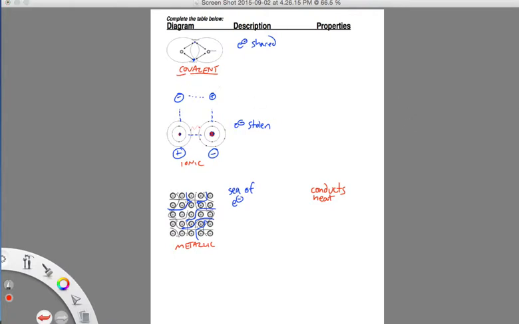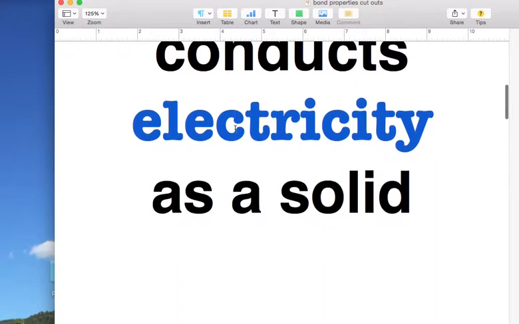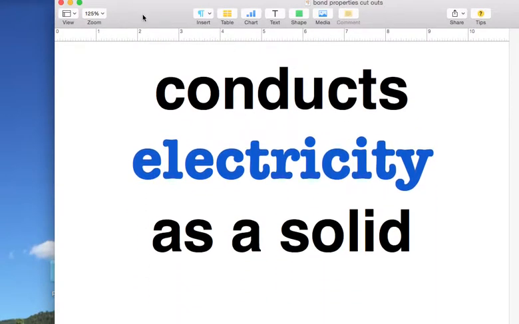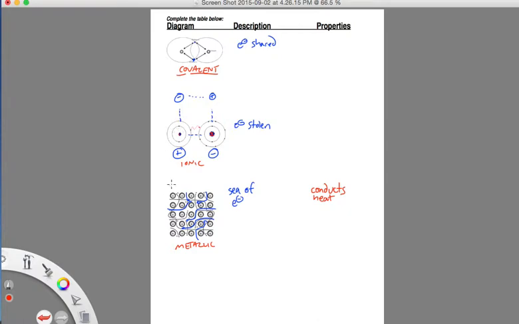All right, next property we have. So we've done conducts heat. Let's go to the next. On down. Conducts electricity as a solid. So to figure this one out, we got to think about what electricity is. All right, so what is electricity? Have you ever thought about what that means, electricity? Sure, you've probably seen that, turning something on, electricity flows through it, right? Or maybe an outlet in your wall. You think about what that means, where the electricity is coming from. What does it do? What is electricity?